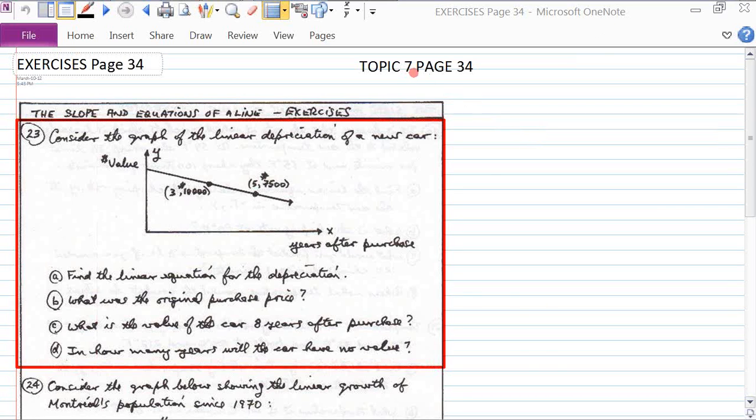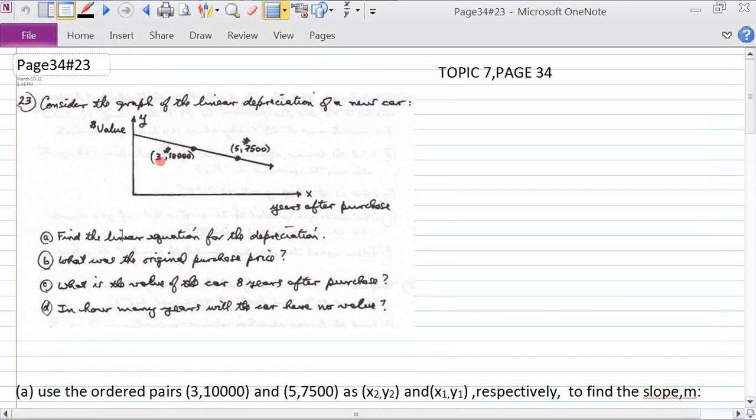So we're on page 34, and we're going to do problem number 23. You can see here what we're given is a graph. The y-axis is the value, the x-axis represents the year of purchase, and the graph shows how the value of a car decreases with time.